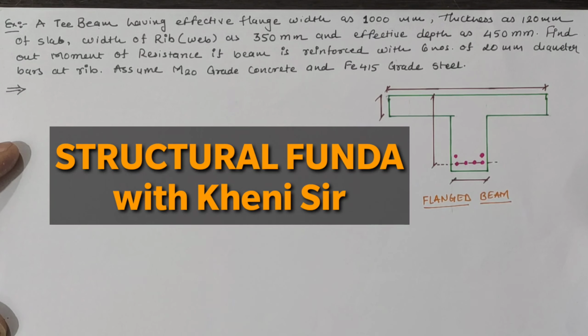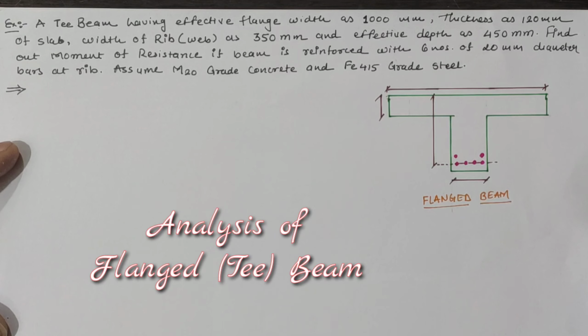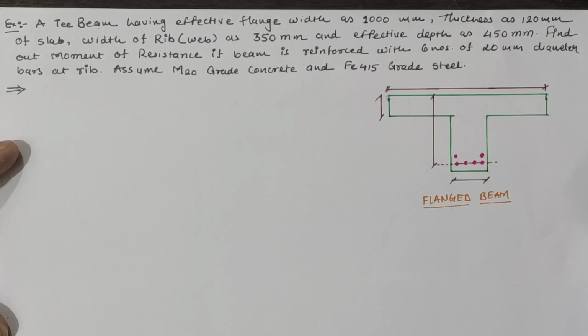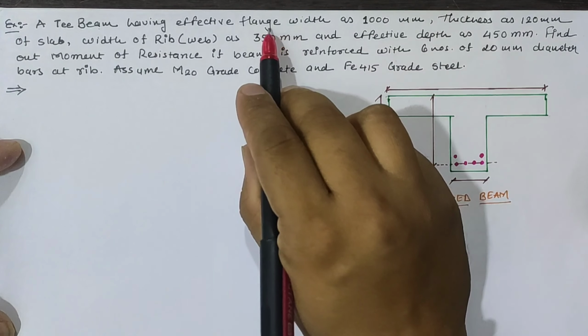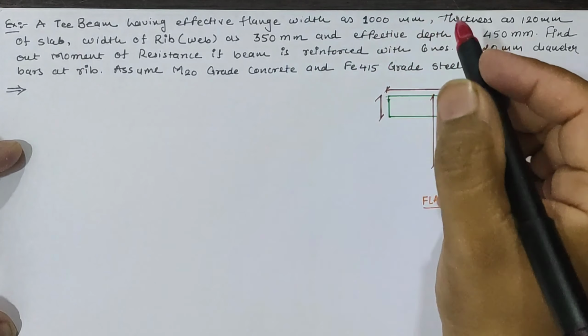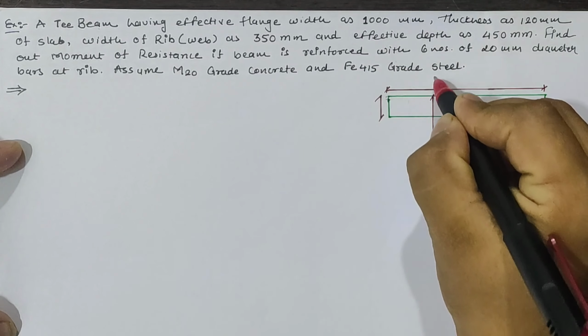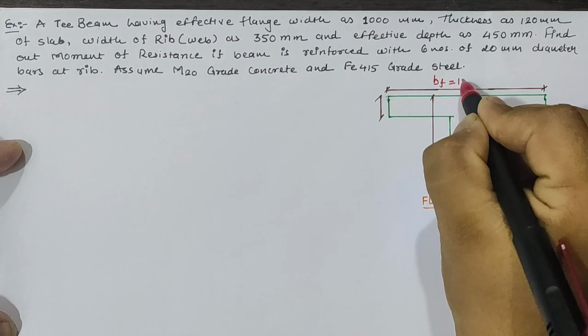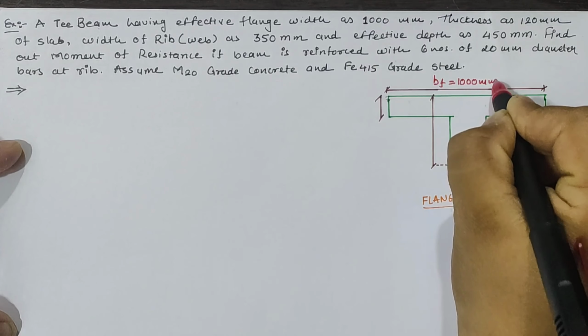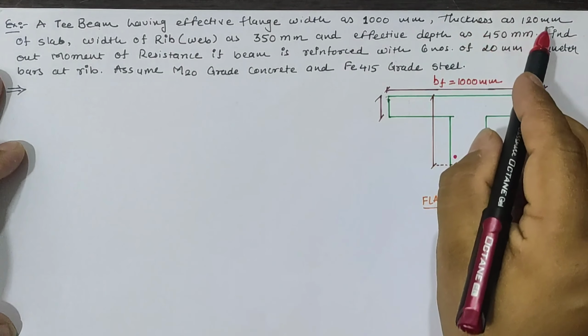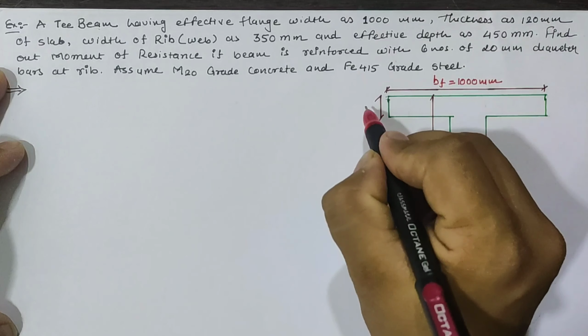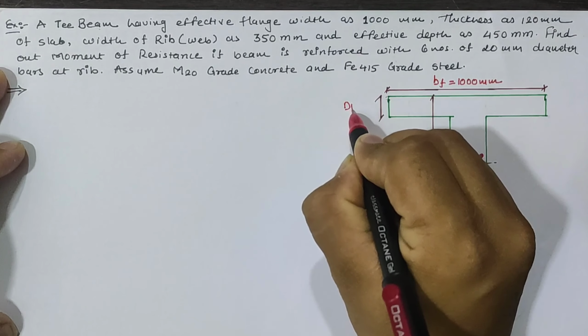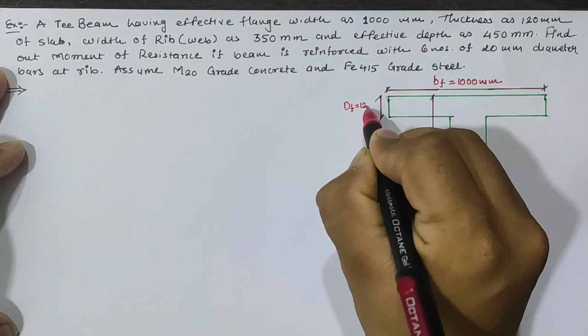Myself Ethan Kenny, and today we are going to learn about analysis of a given flanged beam as a T-beam. First of all, we have the T-beam with the data as flange width of 1000 mm. It means that the width of the flange, BF, is 1000 mm, and the thickness is denoted by capital DF, which is equal to 120 mm.